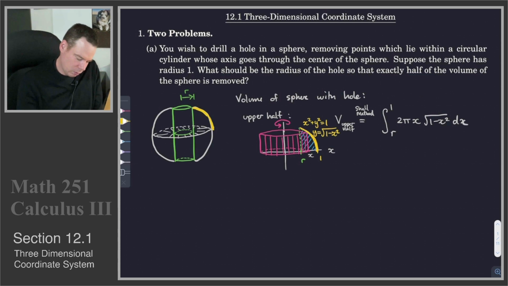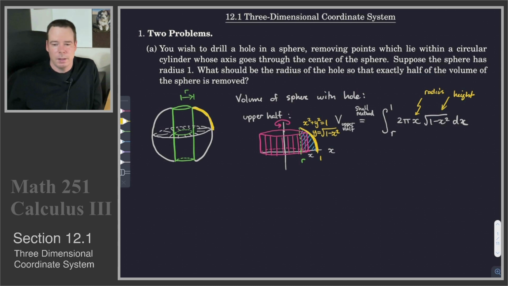So remember, these things were radius and height. For the shell method, that's what we are integrating. 2 pi times the radius times the height of this arbitrary cylindrical shell, and then we integrate over all the shells that stack together and make up the solid.